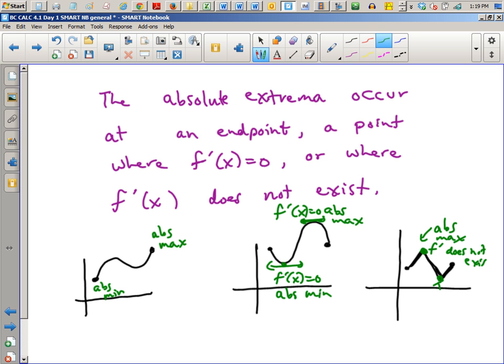And this point is the absolute min for the same reason. F prime does not exist. So there are really three facts that you need to know. You need to know that absolute extrema occur either at an endpoint or where the derivative is 0 or where the derivative doesn't exist.